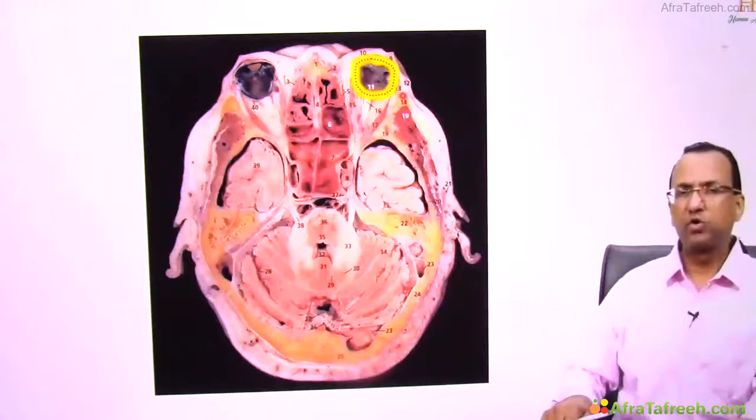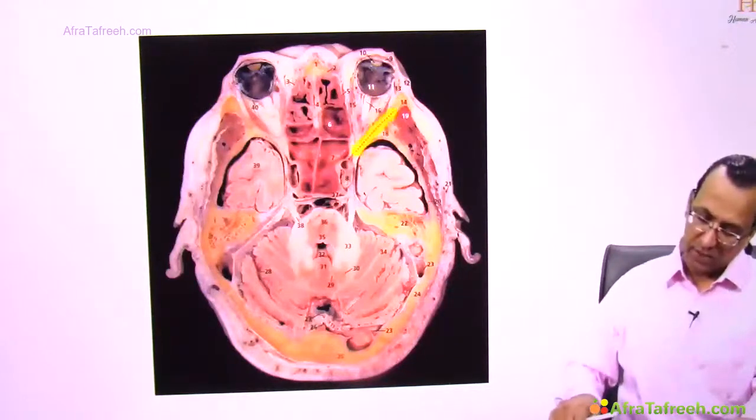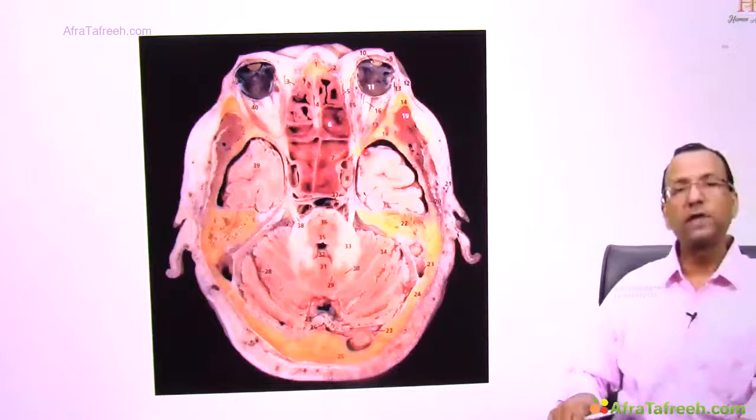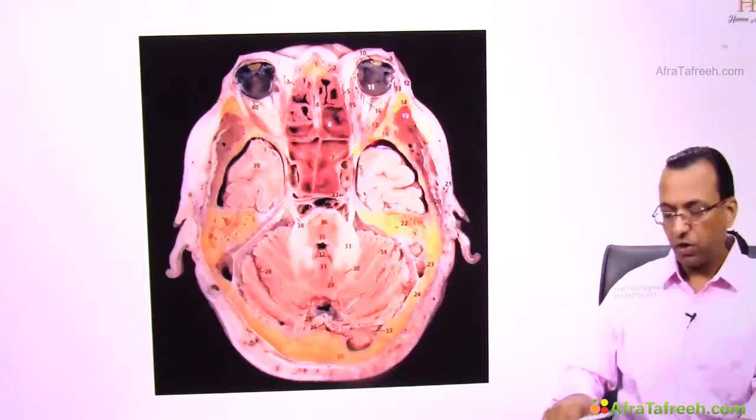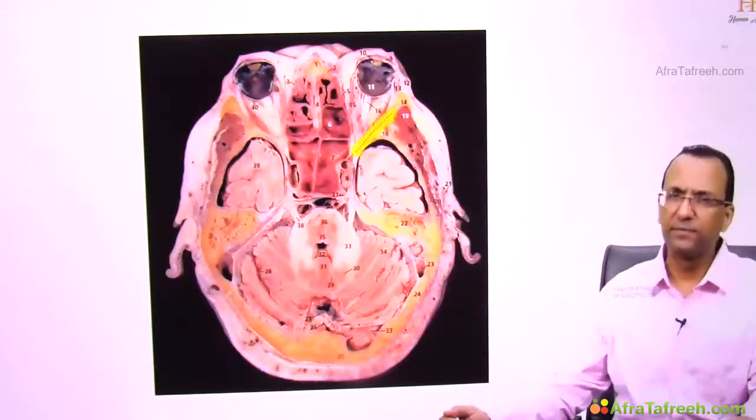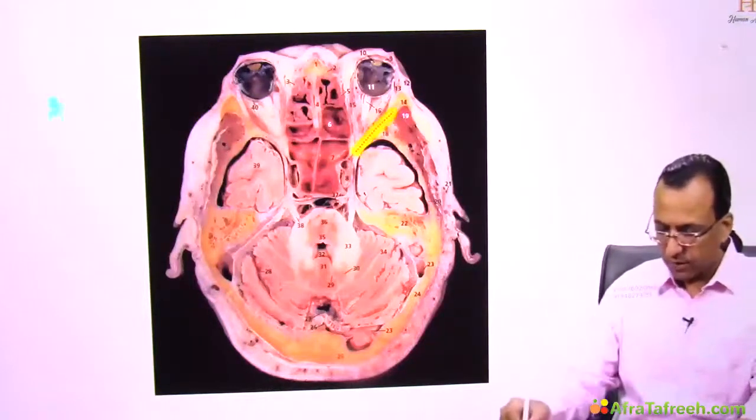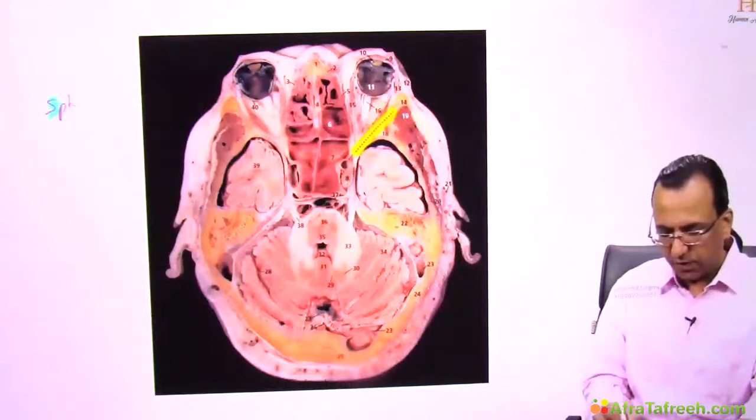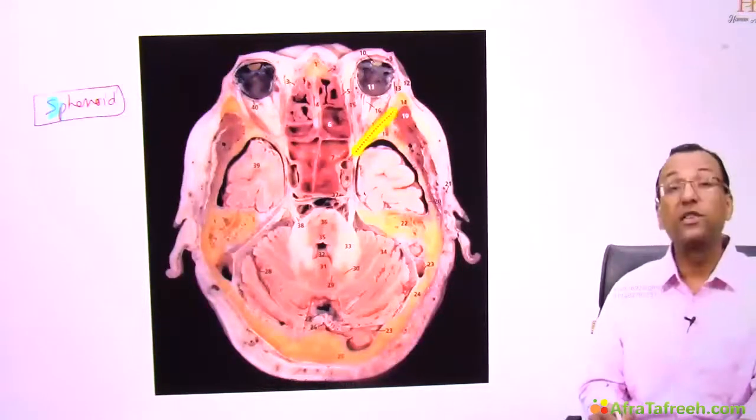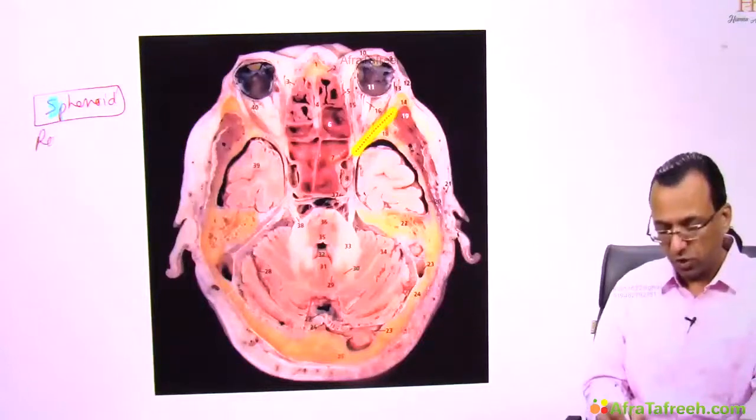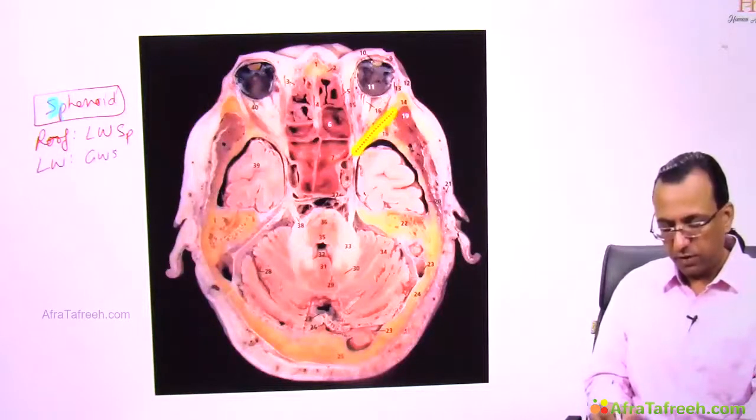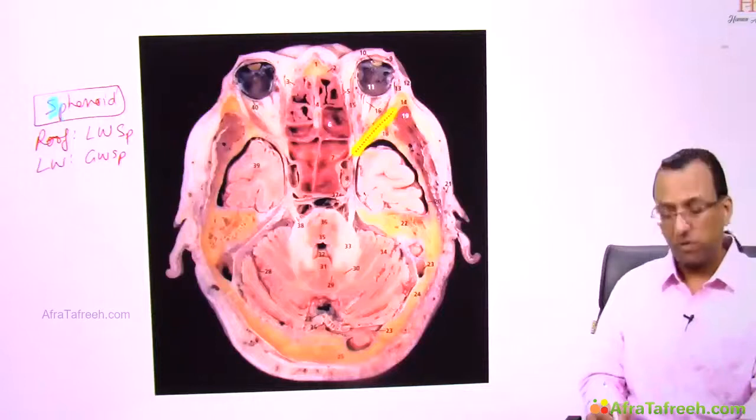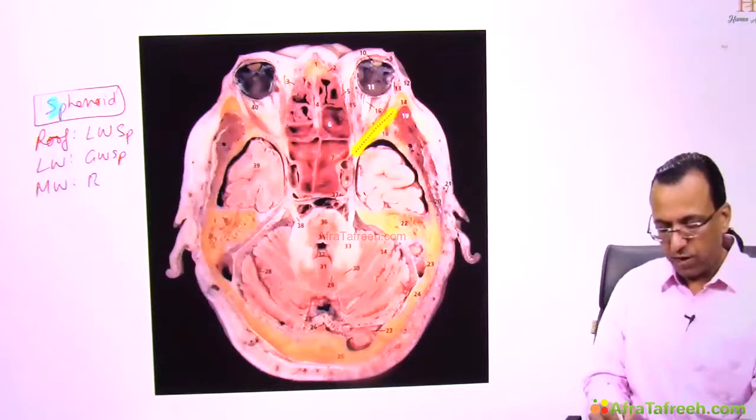Lateral wall of orbit, there are two bones, and one of them is greater wing of sphenoid. Yes, greater wing of sphenoid is the lateral wall of the orbit. If you remember, we have discussed the sphenoid bone contributing to orbit at three places. What was the roof? Roof was the lesser wing of sphenoid. And what was the lateral wall? Lateral wall was greater wing of sphenoid. And what was the medial wall? Medial wall was the body of sphenoid.